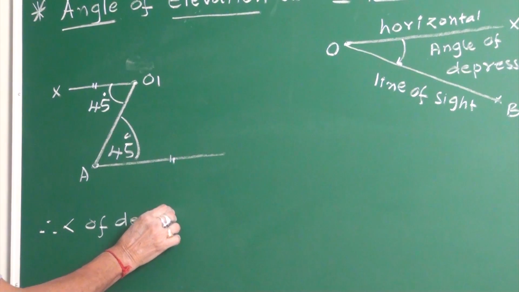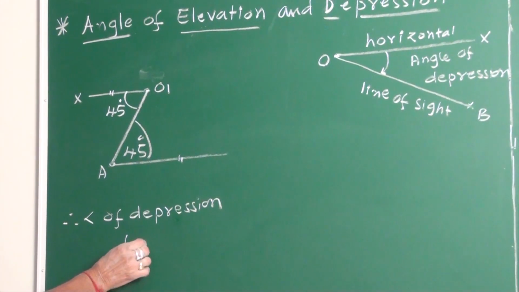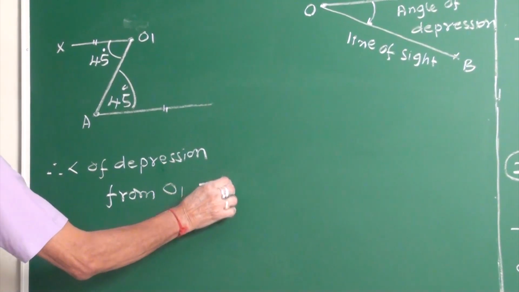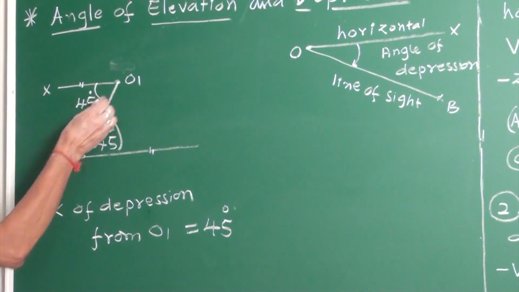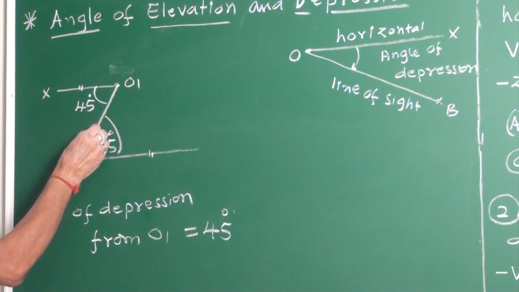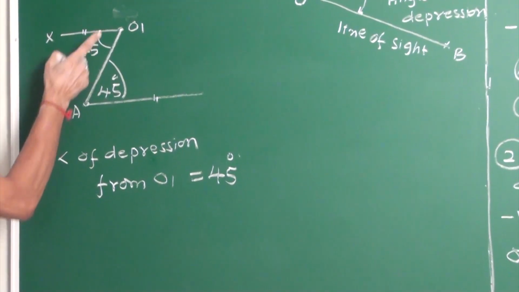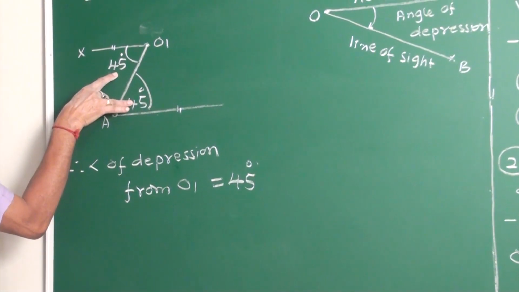Angle of depression from observing point O1 is 45 degrees. Angle of depression means you must look down, this angle. This is given. These two are what? Parallel lines. Then which angles, my friends?